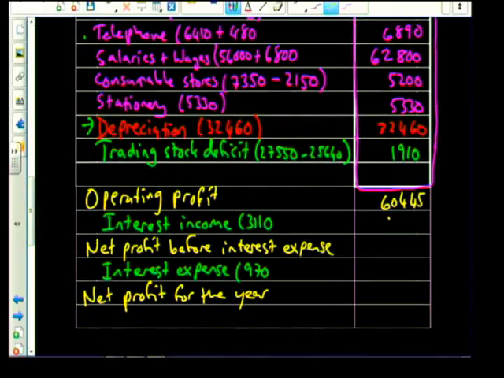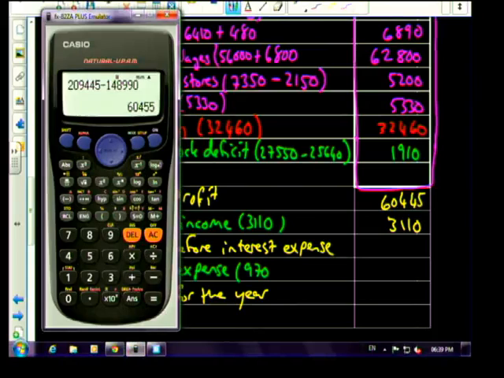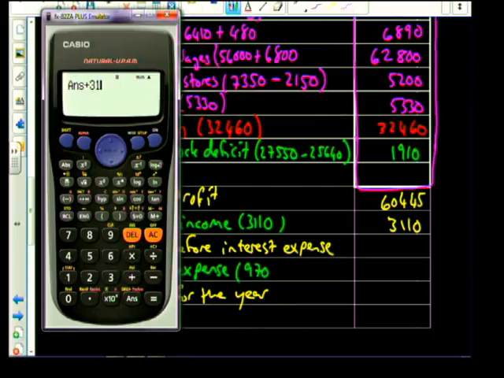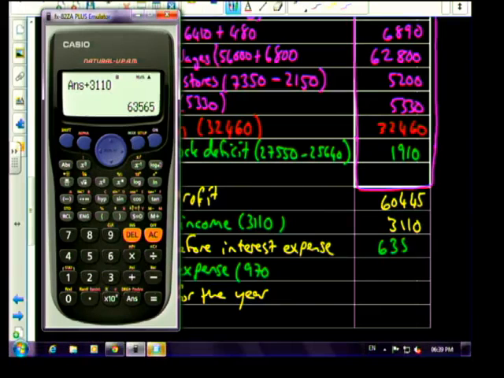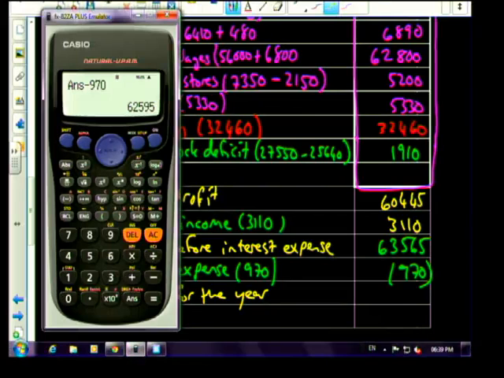We then have to add our interest income of 3,110. So I'll just close this bracket here. That's going to give us profit before interest expense. So add 3,110, which gives me an answer of 63,565. And then I've got to subtract my interest expense of 970. Remember to put it in brackets, minus 970. And that gives me the final answer of my net profit for the year, which is 62,595.